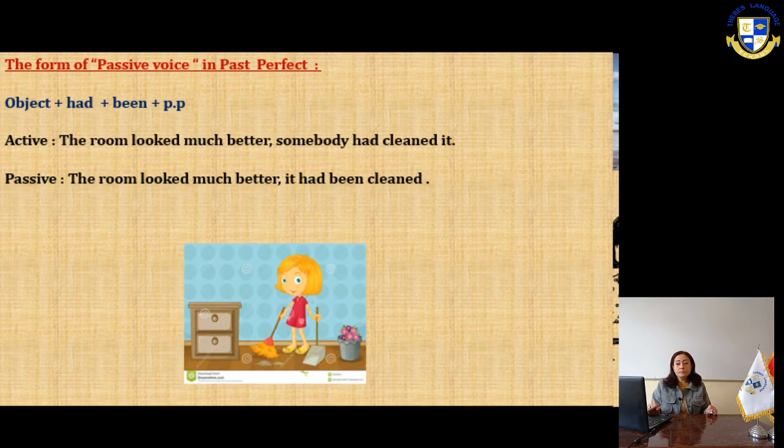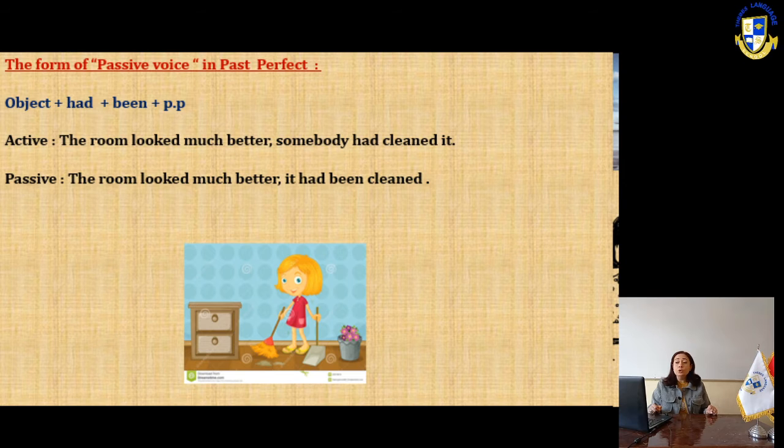Slide 9. The form of passive voice in the past perfect. I mean had plus past participle. And because we are talking here about the verb be, the past participle would be been. So: object, had been, plus past participle.